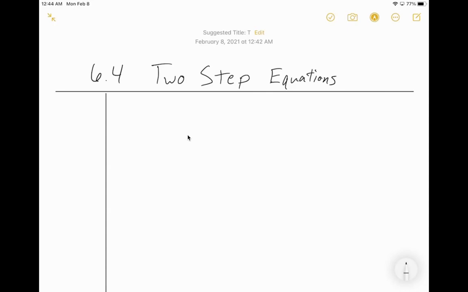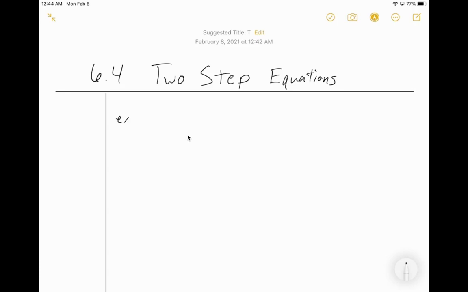Before, with one step, you add and then you're done. You subtract, you're done. Multiply or divide and you're done. This time you're going to have to do kind of a combination of some different things. And so we're going to spend a few days working on this. So two-step equations, let's go ahead and dig in.